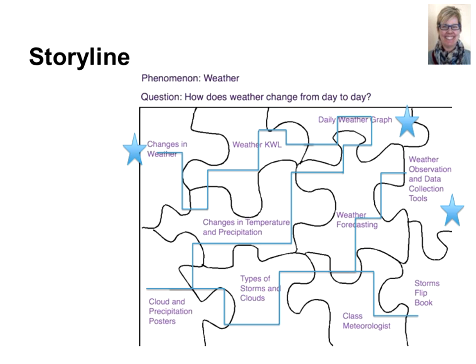And here's the exact same set of investigations. And there might be multiple ways to put them in an order that makes sense and supports student learning. There also might be multiple entry points into that storyline. So here's one entry point. You might start with graphing the weather on a daily basis. Or you might even think about building weather collection tools and really focusing on the tools of weather and forecasting.